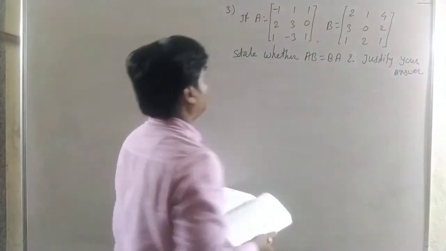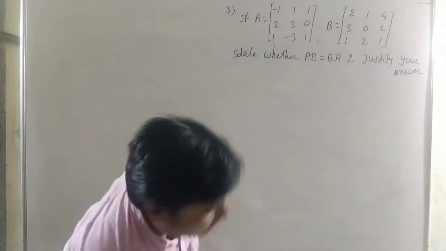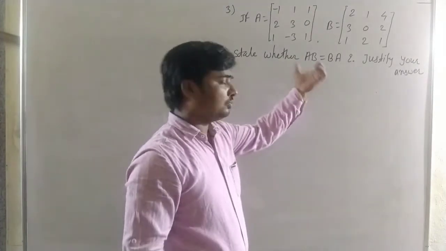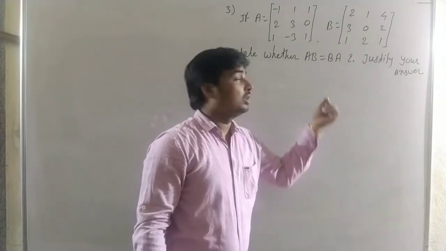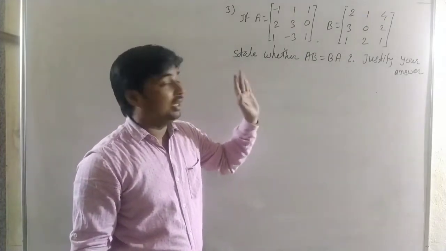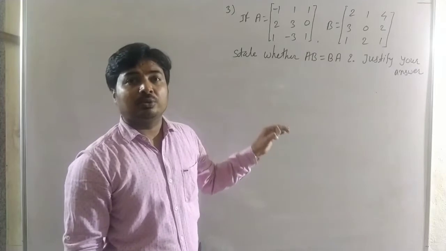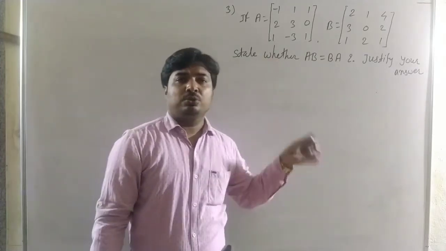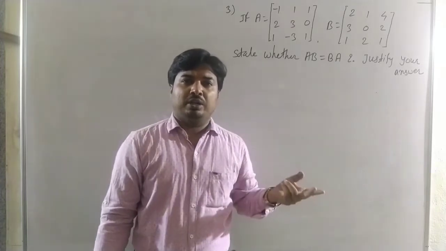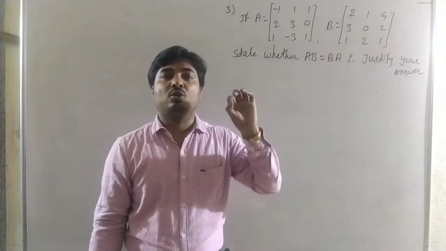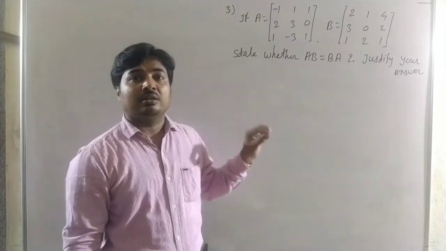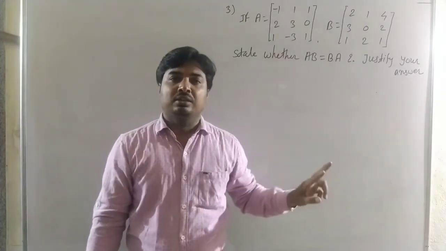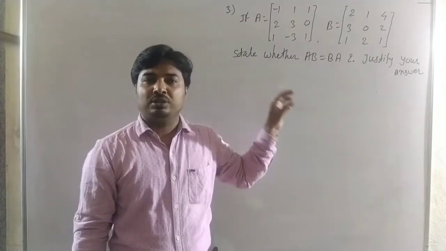Justify your answer. Now, first we find A into B, then we find B into A. If both are equal, then we can say AB is equal to BA. But if both are not equal, then AB is not equal to BA. In the last example, we saw that AB is not equal to BA. That is, matrix multiplication is not commutative. In special cases, if AB is equal to BA, then the matrices are the inverse of each other.